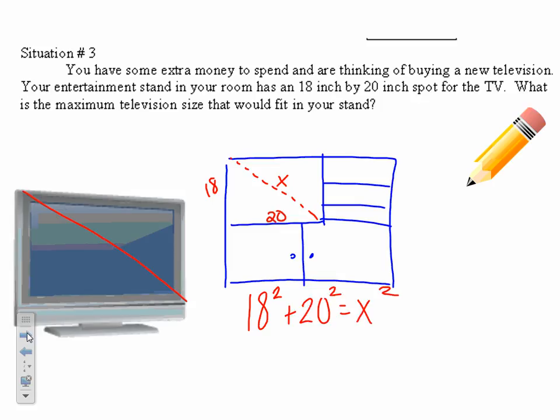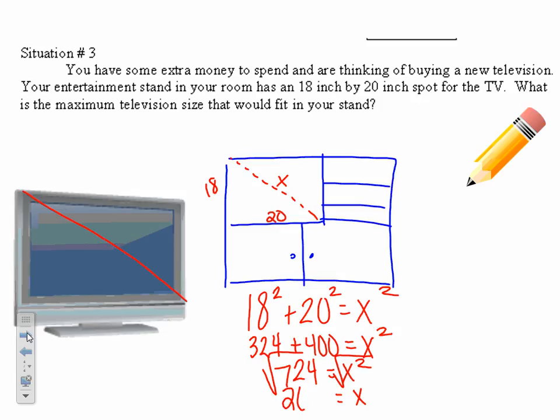And we go ahead and go into our calculator and figure out those numbers. 324 plus 400 equals x squared. So we'd have 724 equals x squared. Square root of 724, and we get, again, x equals 26.9 inches. So I ask you, if you go and purchase a 27-inch television, is that going to fit in this opening? The answer is no.